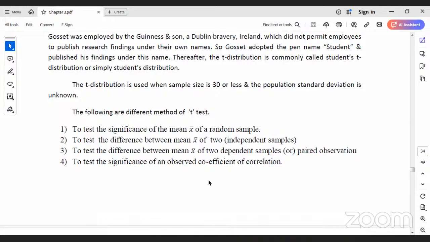Yeah, two independent samples, two dependent samples, and the mean of a random sample. These first three methods are important. The last method is to test the significance of an average coefficient of correlation. There's no need to discuss it, it's not required. Most of the time you will get questions from the second and third ones only, and sometimes from the first also.